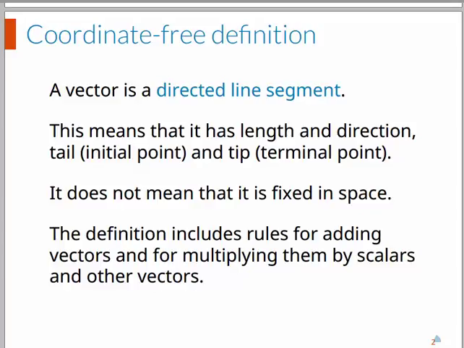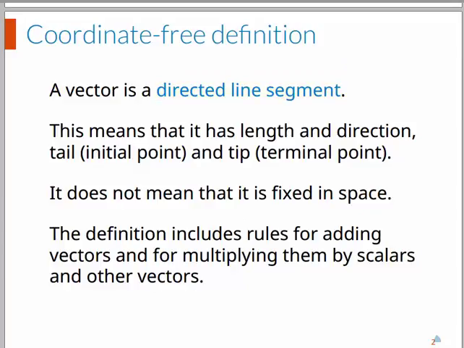And this most general form is coordinate free. In other words, we don't need any coordinate system to define the vector. We will define the vector as a directed line segment. And let's see what that means. It brings a visual idea to mind, but we can look at each piece of the definition here.